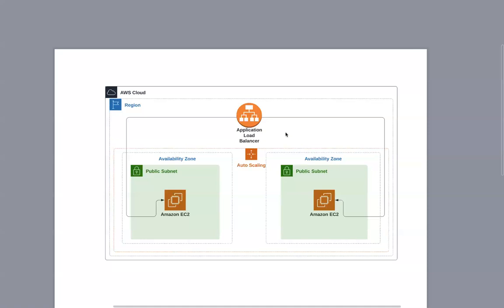What we are going to do first is create our load balancer, and then we are going to create our launch configuration for our EC2 instances, and then we are going to create our auto scaling group, which spans across the same AZs that we have mentioned for the load balancer.